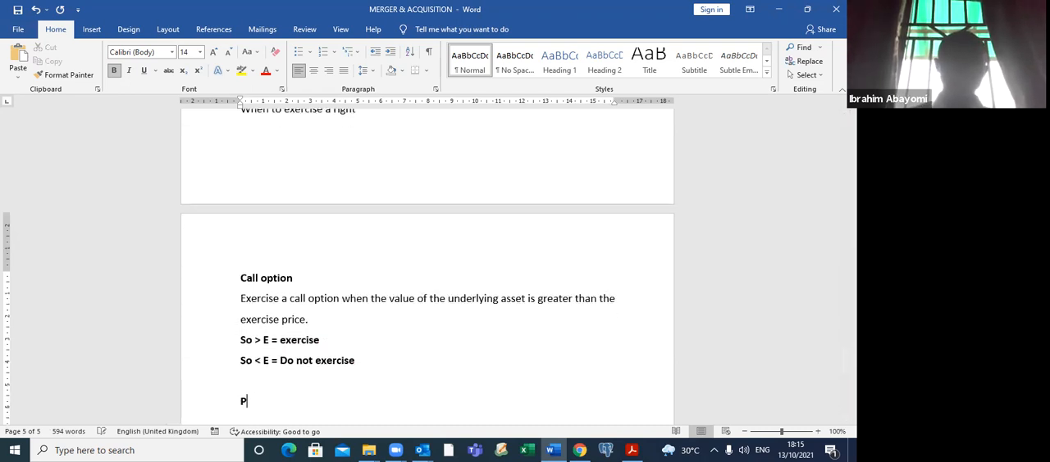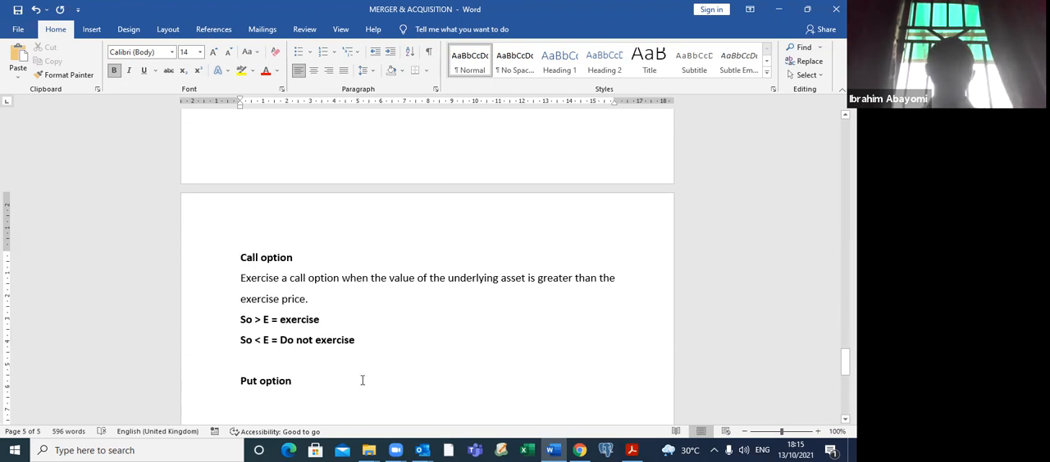Now, put option. For a put option, which is what? Don't forget, let me also put it there. The first thing you need to know is the difference between put option and call option. If you cannot differentiate between them, you cannot solve questions on options. You must be able to differentiate between the two. So call option is an option to what? This is an option to buy.